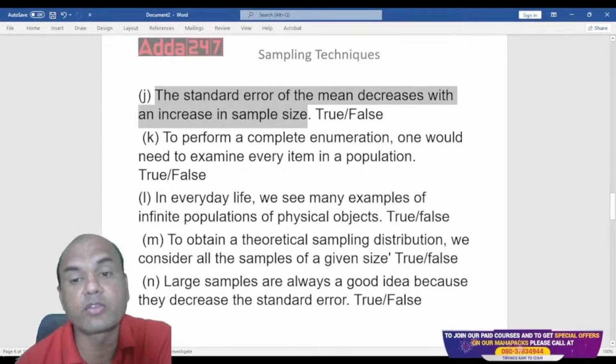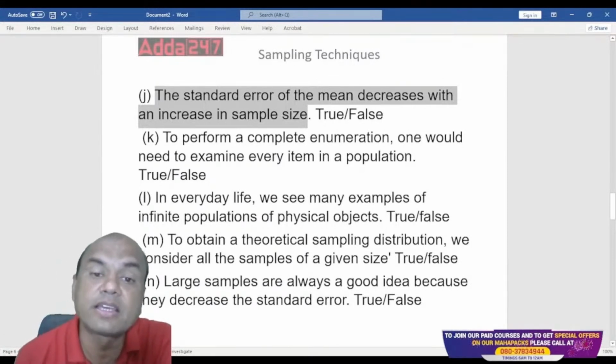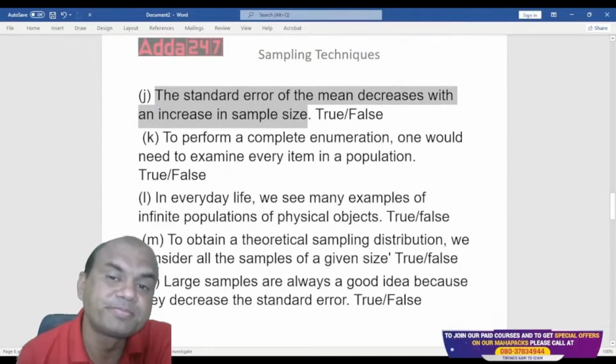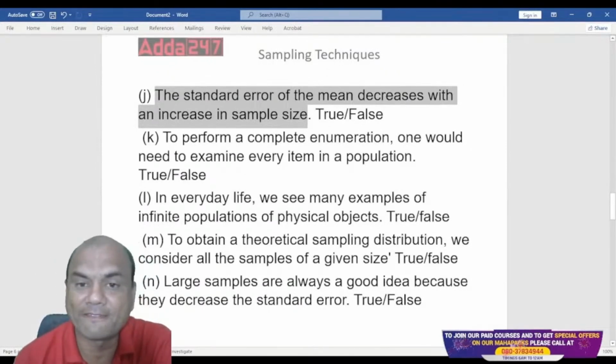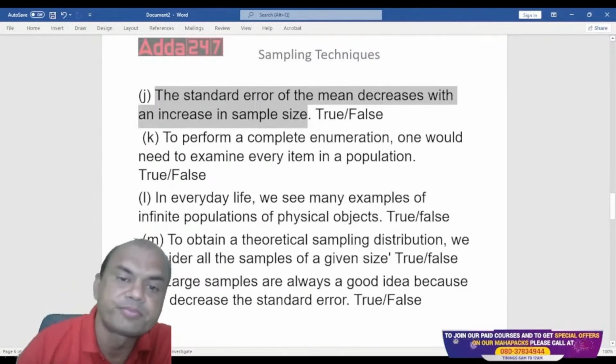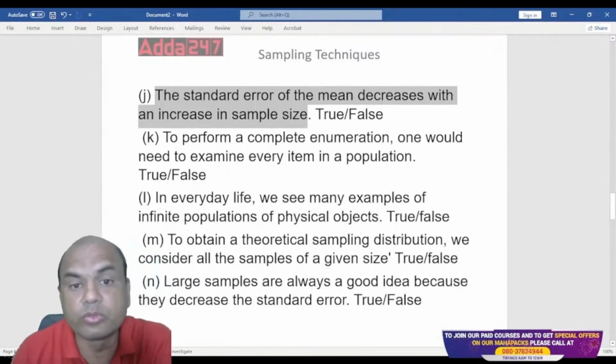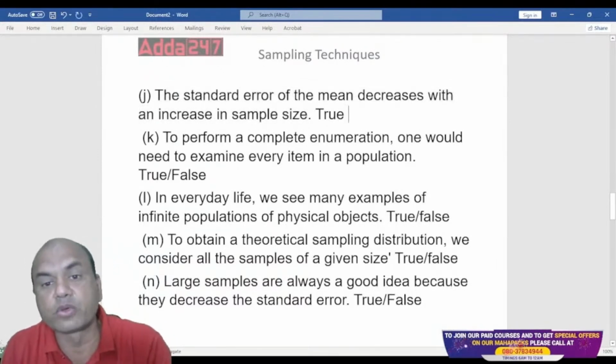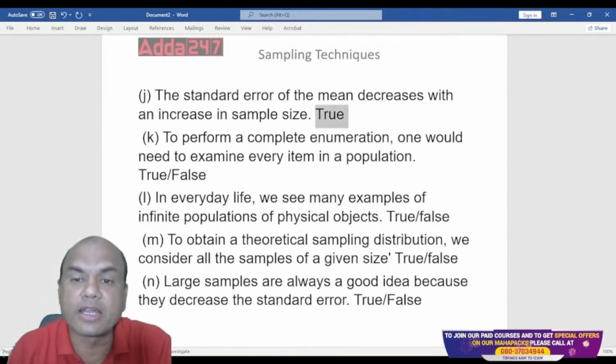The standard error of the mean decreases with an increase in the sample size. True or false? Let me see. It is true. That is the basic rule of sampling, right? That is the basic rule of sampling. So the standard error will decrease.